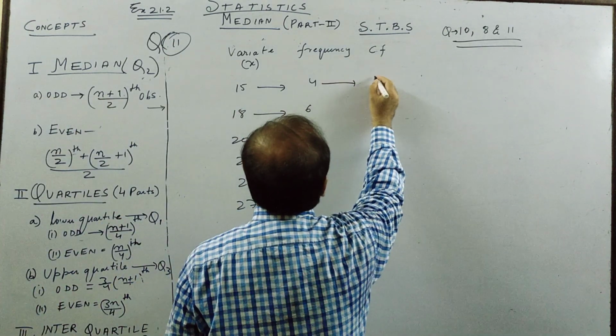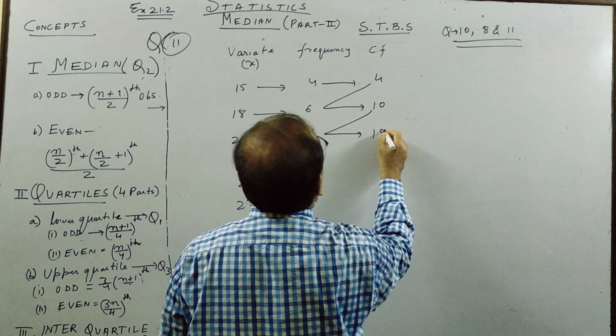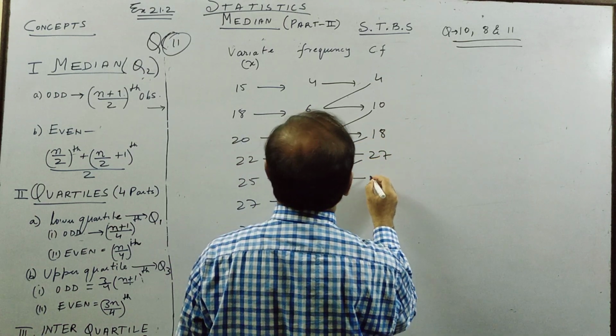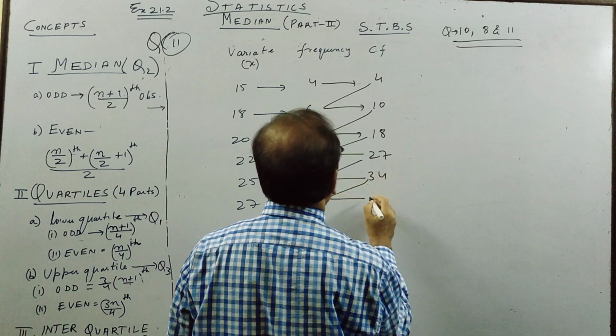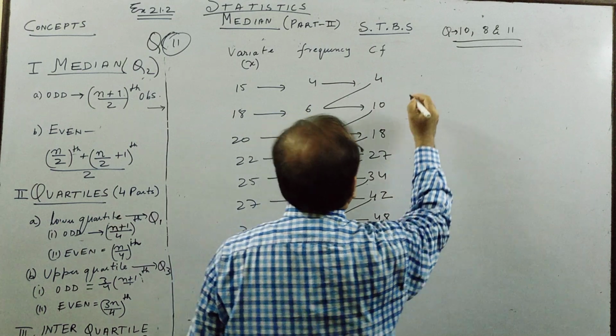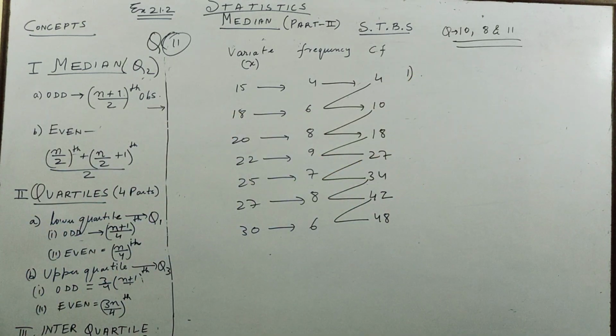So what we do is we first get the cumulative frequency. So 4, 10, 18, 27, 34, 42, 48. So first, if you see in this question, we have to find median, lower quartile, the same way like what we did.